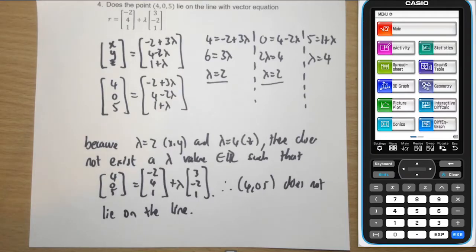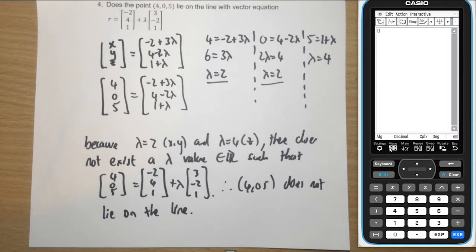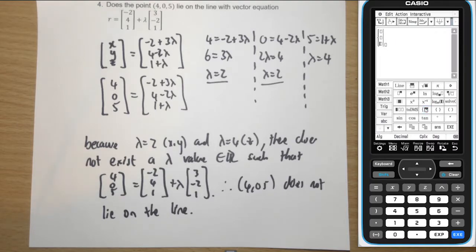Let's just see how we could answer this question in ClassPad to quickly determine if that point does lie on the line. What I'm going to do is set up a simultaneous equation here. I'm going to use a different variable for each of these lambdas, so one for the x, one for the y, one for the z. And just to make life easier, I'll use x, y, and z.